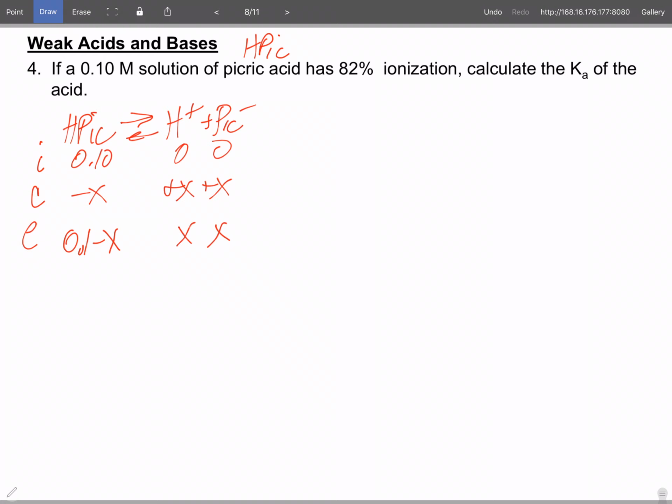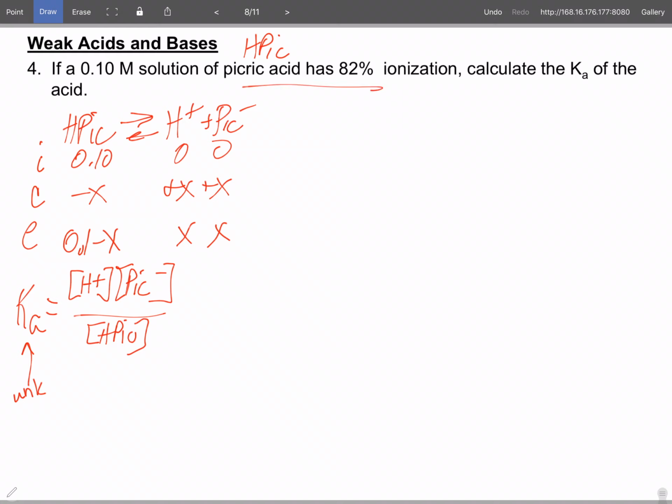Now, we know that the Ka is going to be equal to H plus times pic minus over H pic. Okay, I'm confusing my rules. The problem is this is our unknown, and right now we have X. So are we given another piece of information? Yes, we're told that we have an 82% ionization.